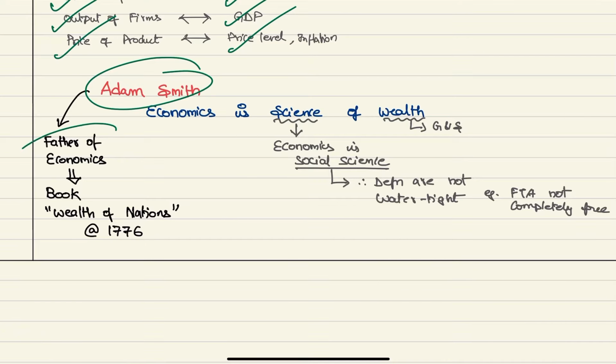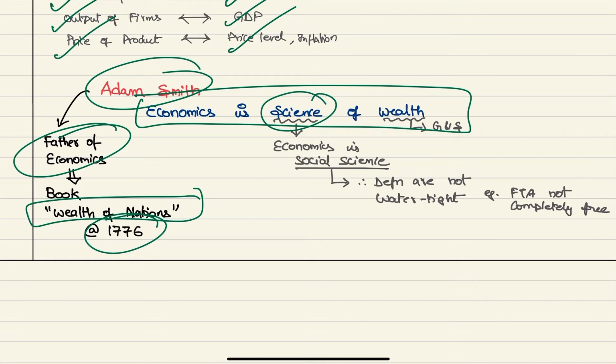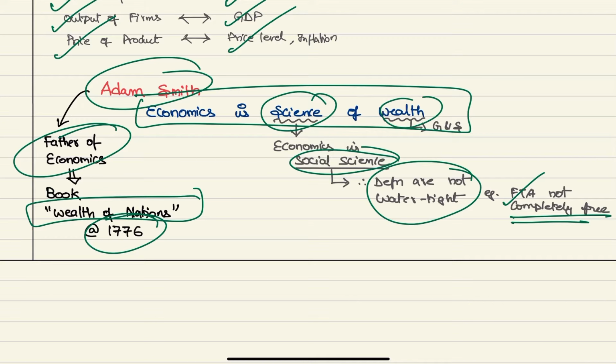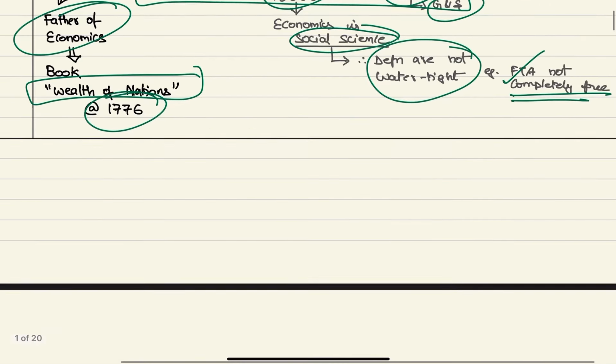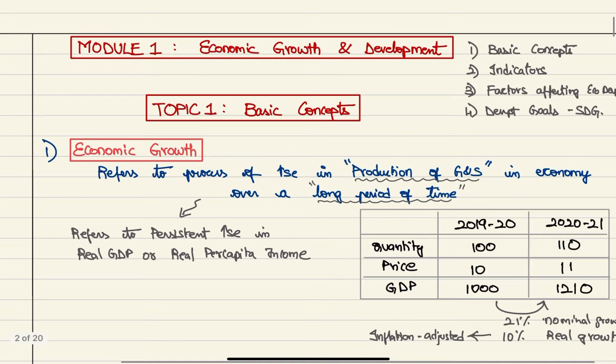Adam Smith is the father of economics. He wrote the book Wealth of Nations in 1776. According to him, economics is the science of wealth, but the science is a social science. Therefore, the definitions won't be watertight. For example, a free trade agreement is not completely free, and the wealth he's talking about is about goods and services.